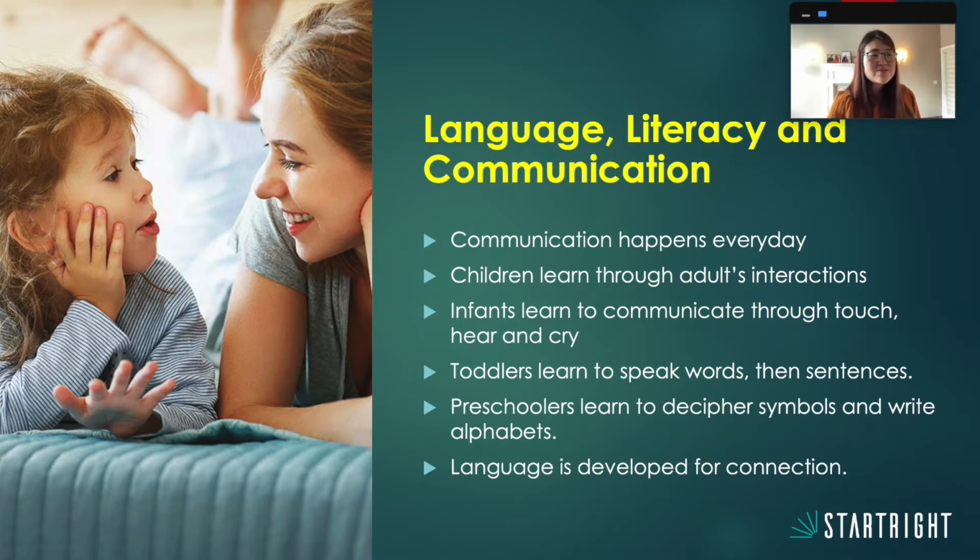Preschoolers will then learn how to decipher symbols. What does this alphabet mean? What is this alphabet? It looks so strange, just lines, and this is letter M. Oh, this is O. So they learn how to decipher symbols, reading and writing alphabets. They use words to exchange their ideas, feelings, and friendship.